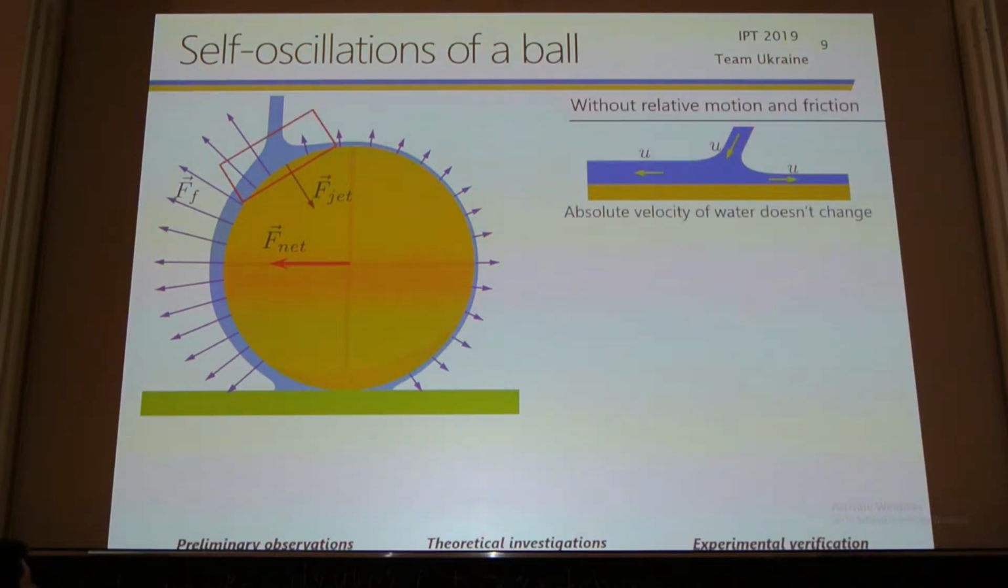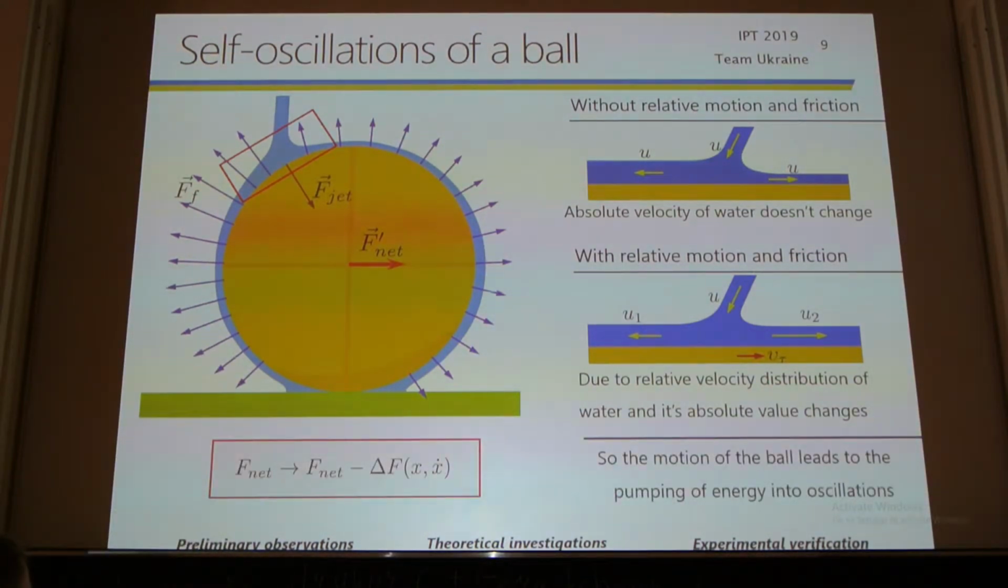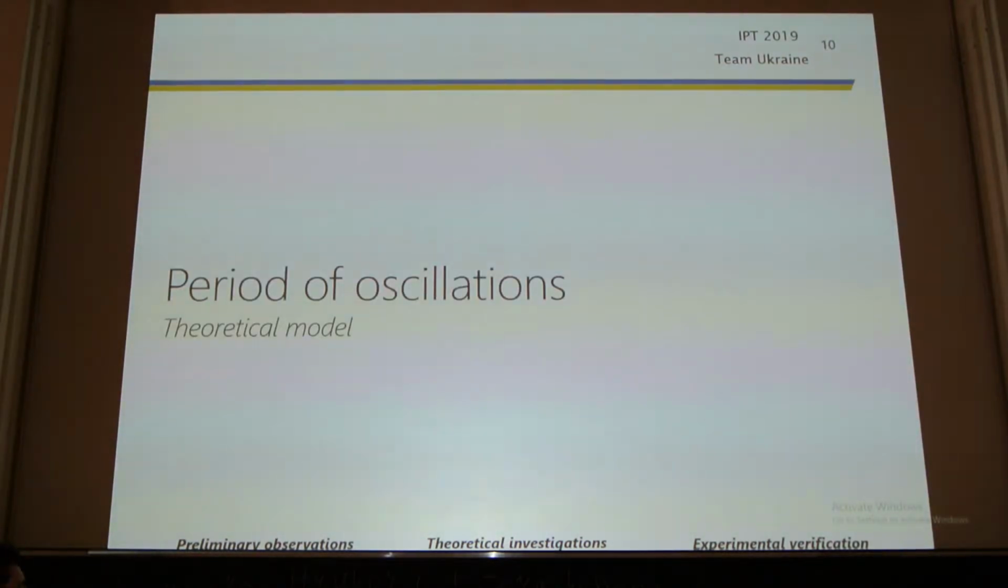We can think that this force depends just on the position of the ball, but in fact, it also depends on the motion of the ball. Because of the motion, we have a redistribution of the water flow, and more water will go on the right side, and thus the net force can change its value or even its direction. This means that instead of damping, we will have pumping of energy into oscillations. So let us describe this mechanism theoretically.